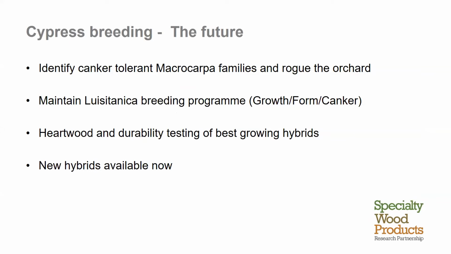This will increase confidence to plant more macrocarpa. We'll maintain the Lusitanica breeding program, which is based on growth and form and monitoring canker. Heartwood and durability of the best growing hybrids is going to be very important. We see hybrids playing a big role going forward in the cypress space, and we want to confirm that we've added durability by using Eucalyptus as a parent. And if people are interested, the new released hybrids are available now from a number of nurseries.